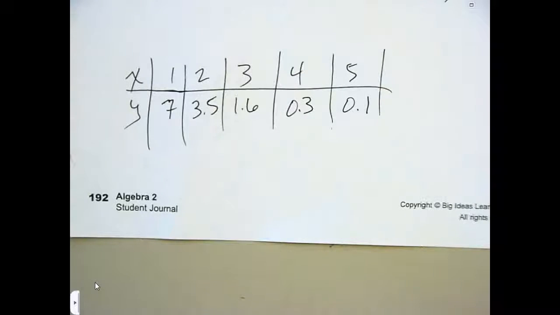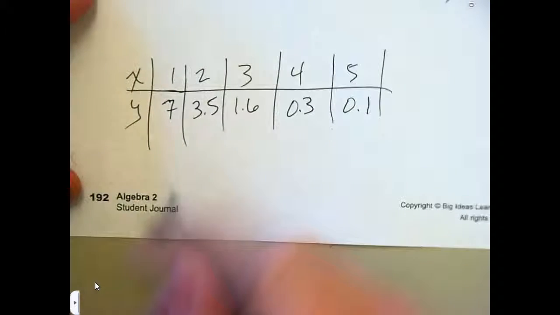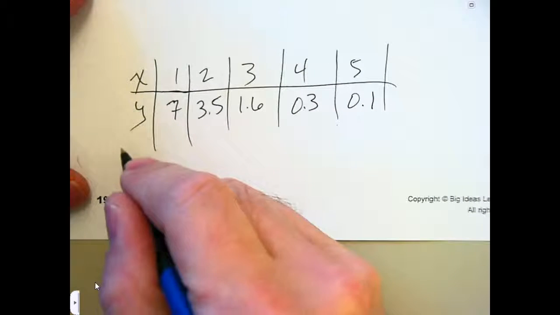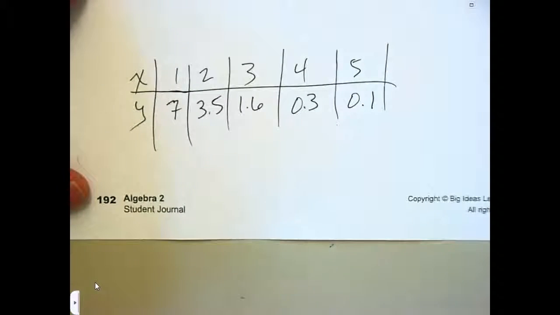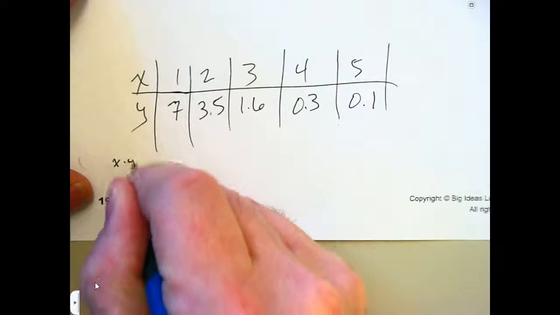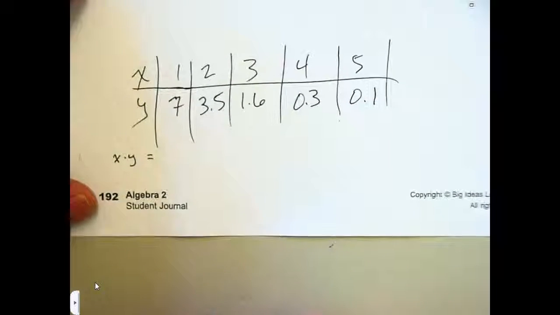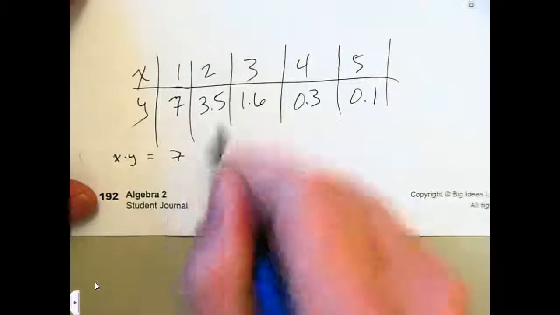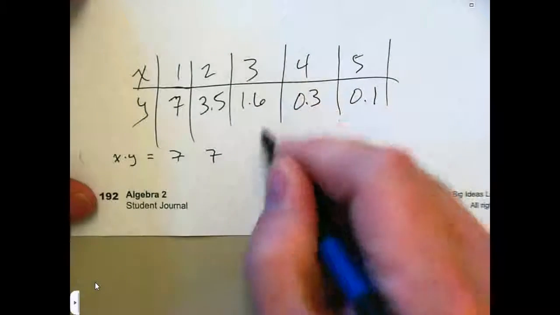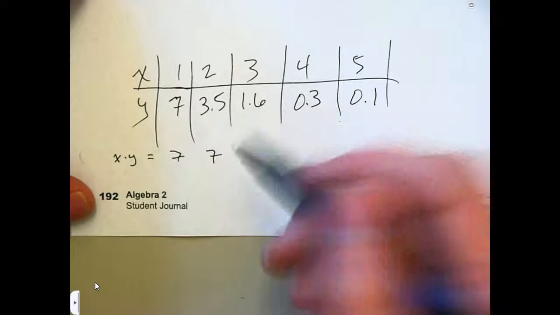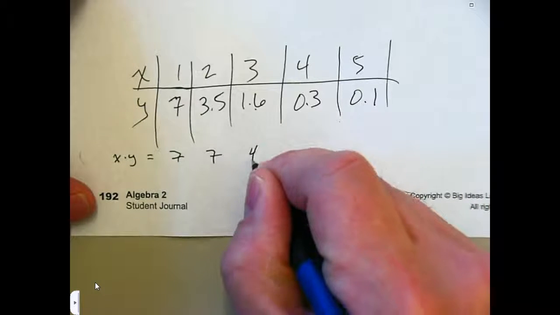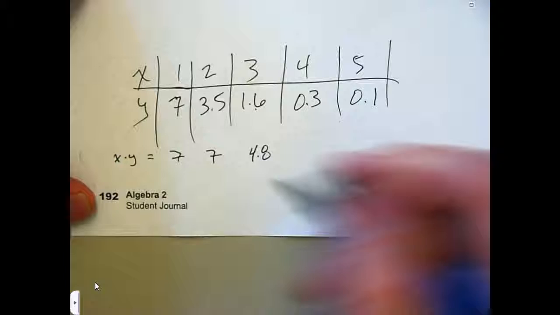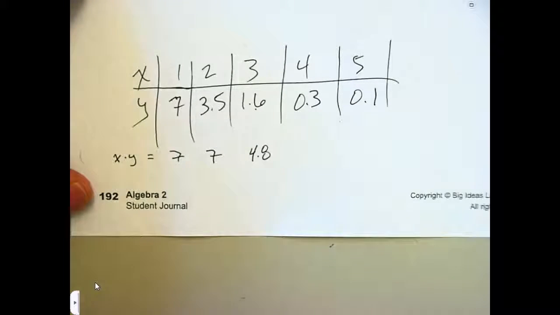Give me some thoughts. How many say yes? How many say no? Why is it not? Emily? Good. You'd have to be able to multiply x by y and get the exact same value. So here you do, it's 7. Here you do, it's 7. And then I didn't know what 3 times what makes 7, so I started making up numbers. 3 times 1.6 is 4.8. At that point, I know it's not an inverse variation because they're not the same.